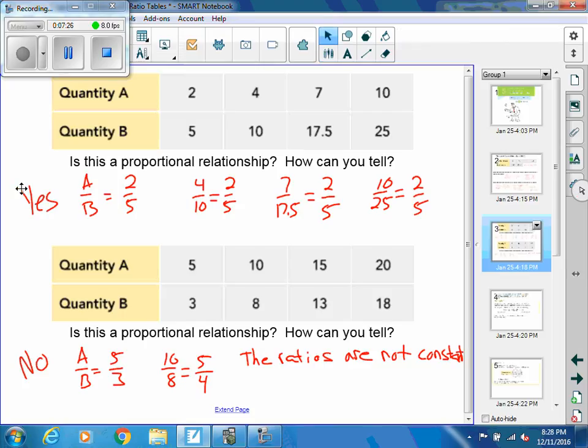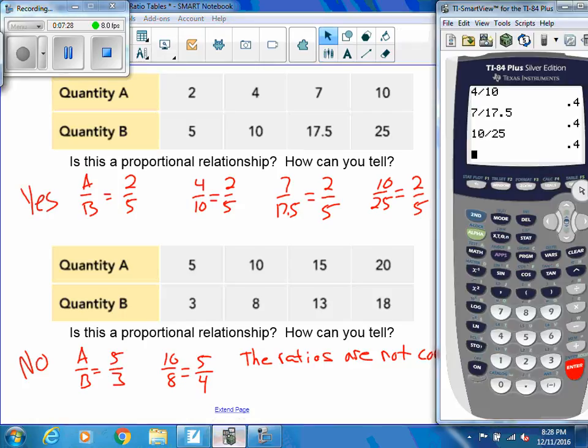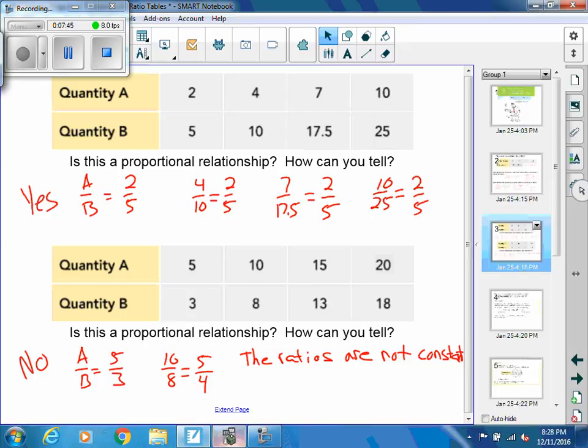Okay, and again, if you went to your calculator and tried them and did 5 divided by 3, you get 1.6 repeating. If I do 10 divided by 8, I get 1.25, so they're different. That's the other way to tell that they are not proportional.